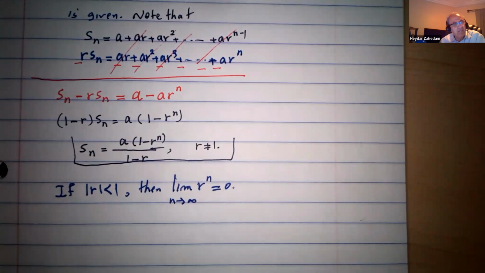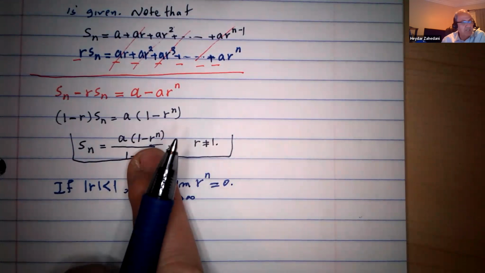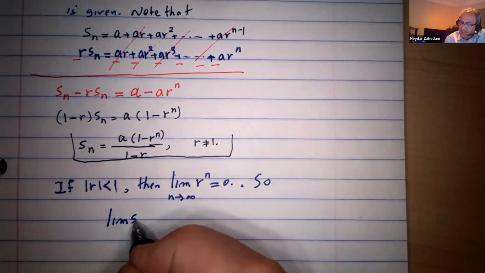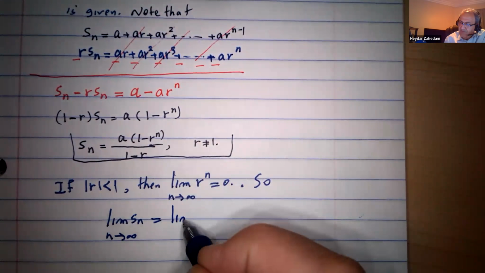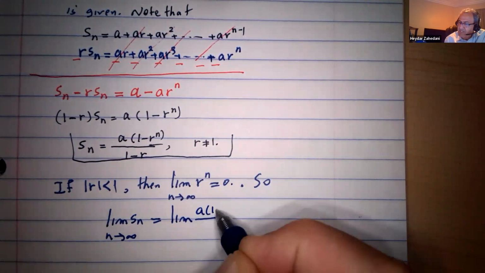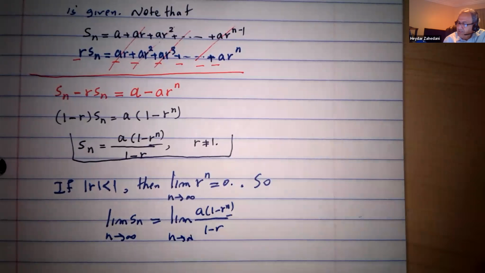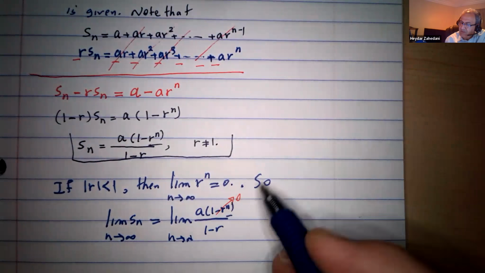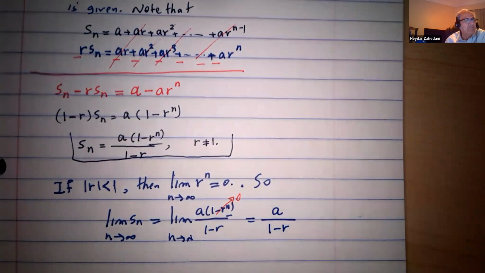Because when the number is less than 1, you raise it to any power, that number gets smaller and smaller and smaller. Eventually it would be 0. If it would be 0, this would disappear. And this is going to be the case. So in this case, the limit of Sn, when it goes to infinity, would be the limit of, this is the one that we did here, A times 1 minus R to the N over 1 minus R, N goes to infinity. But this R to the N goes to 0. So what are we going to have?